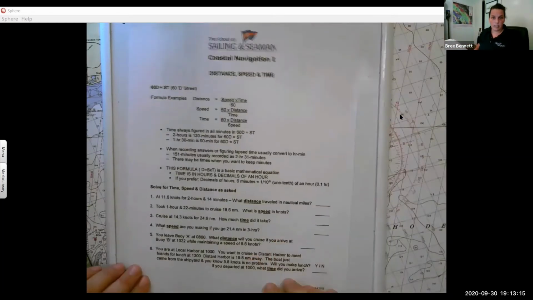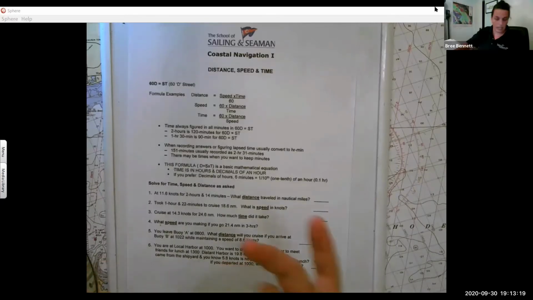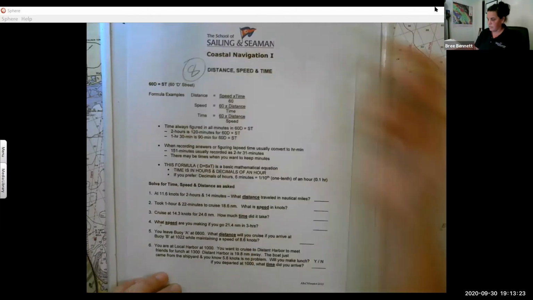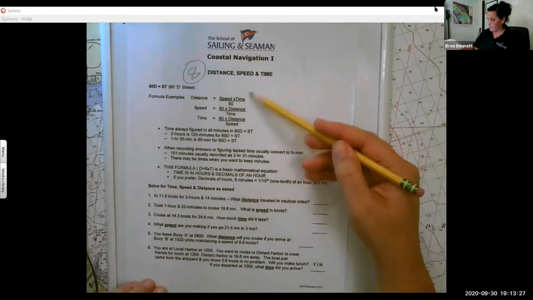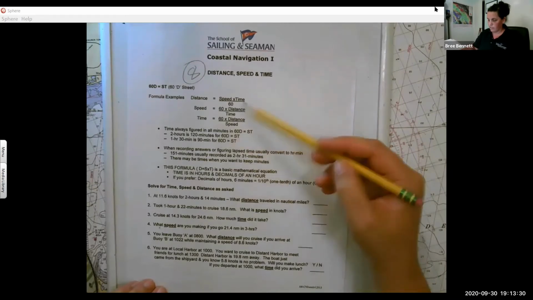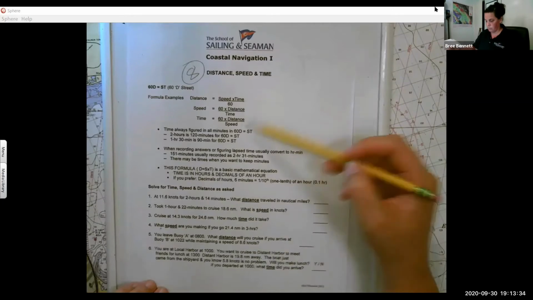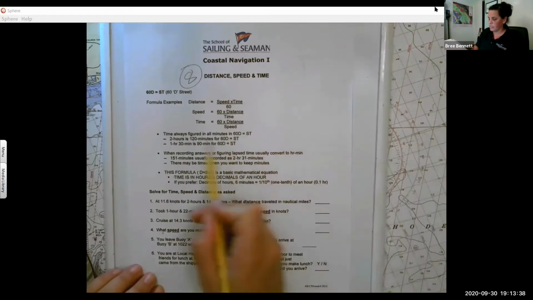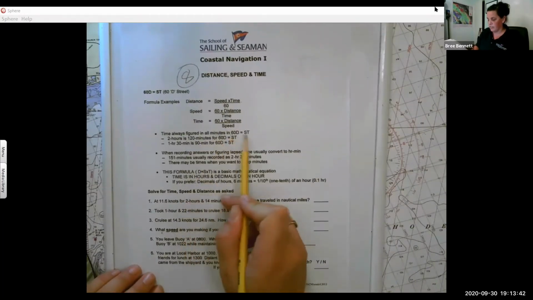So again, it's our assignment number 8. This one doesn't have number 8 on it for some reason. Distance, speed, and time. The first half of it goes over your formulas. You can use each formula or you can move it around. And for this, we're always going to do our time in minutes. So we use our 60 D street.